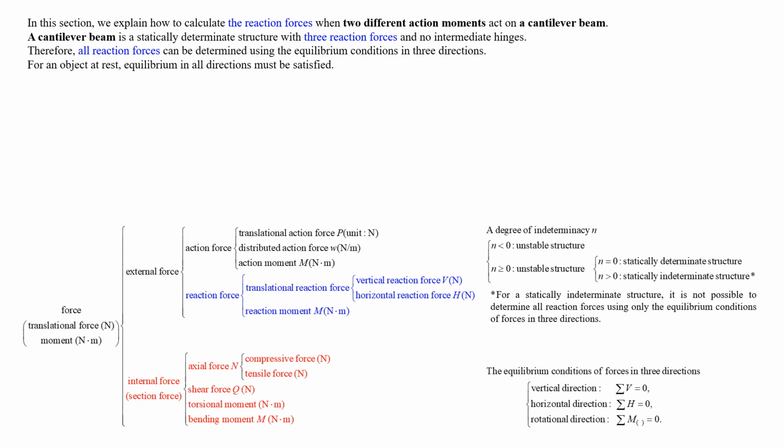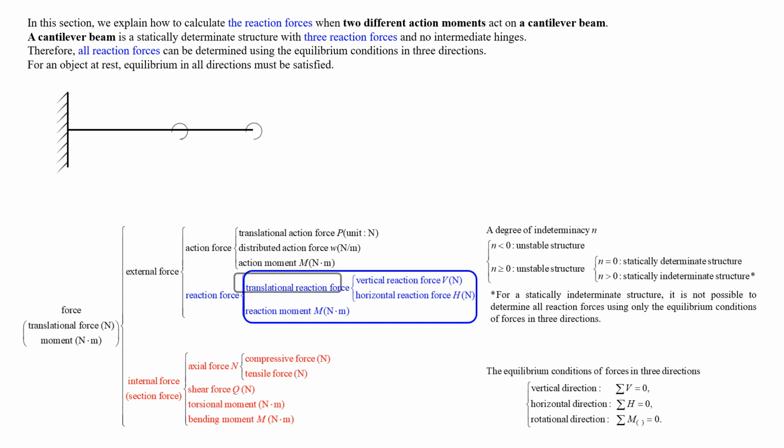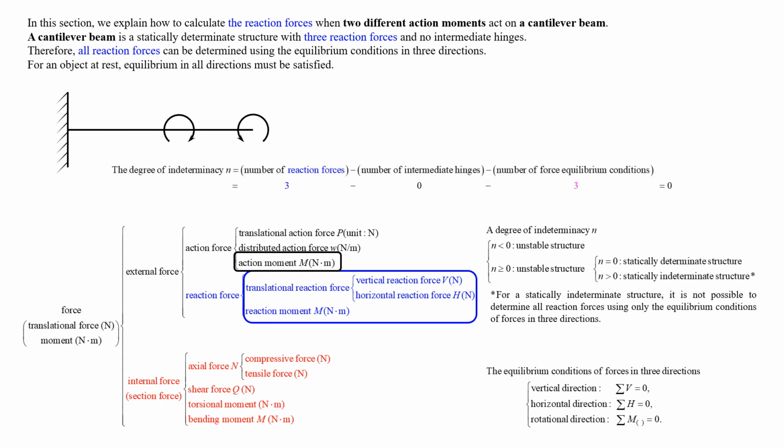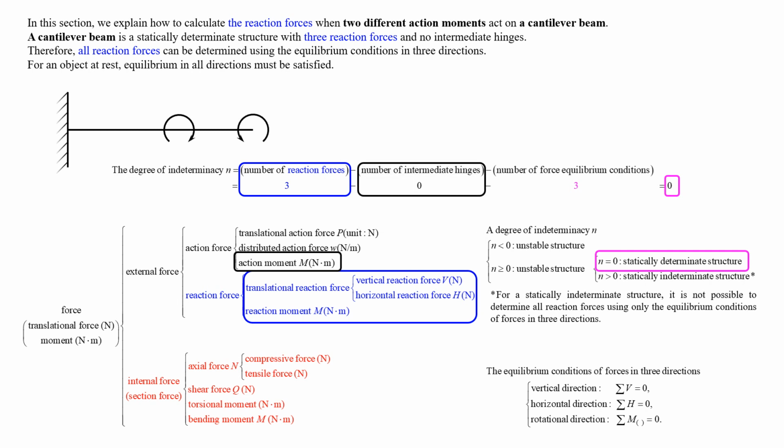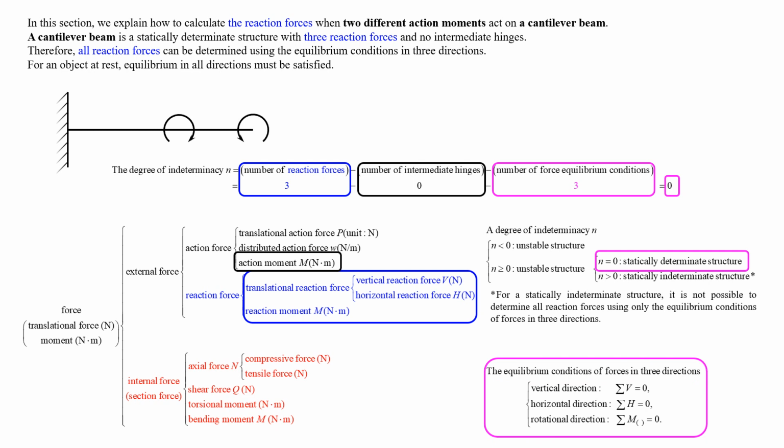In this section, we explain how to calculate the reaction forces when two different action moments act on a cantilever beam. A cantilever beam is a statically determinate structure with three reaction forces and no intermediate hinges. Therefore, all reaction forces can be determined using the equilibrium conditions in three directions. For an object at rest, equilibrium in all directions must be satisfied.